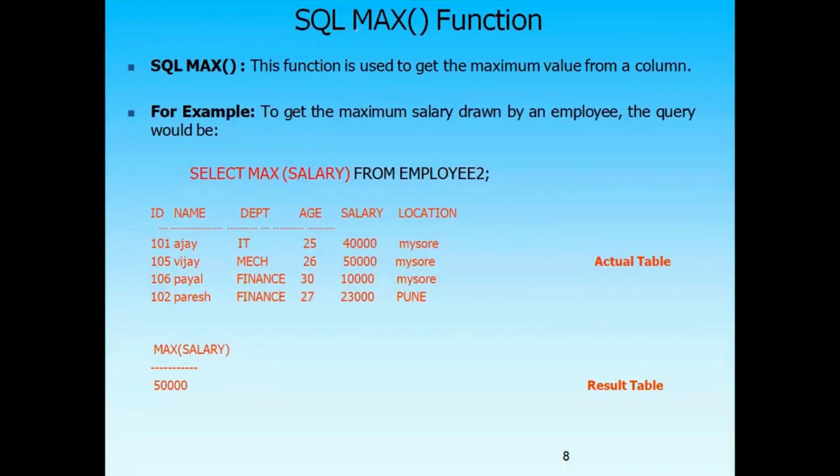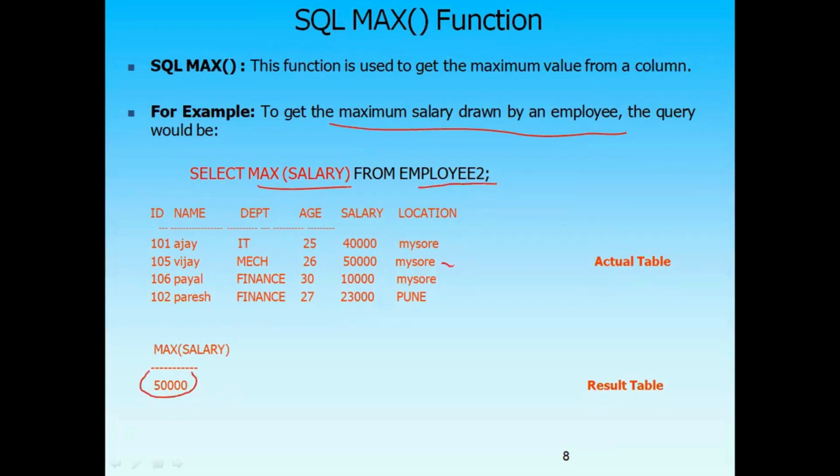Then see the example of the maximum operation. This function is used to get the maximum value from the column, for example the maximum salary drawn by an employee. To find it, the query will be select max salary. Because we want to find the maximum salary, my condition is based on the salary field, and my function is the max function. So select max in bracket salary from employee. Employee is my table name, so my result will be the maximum salary from this table.